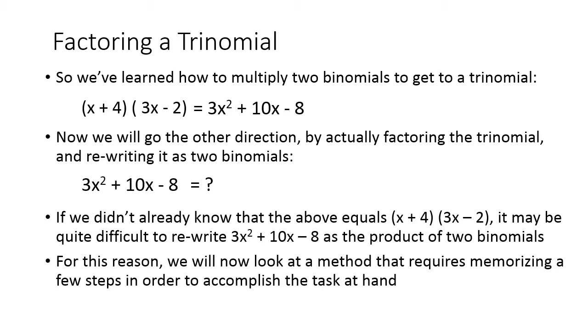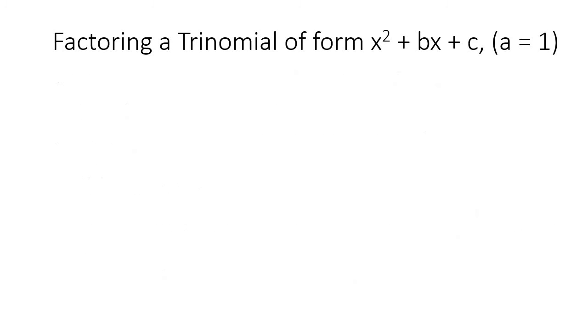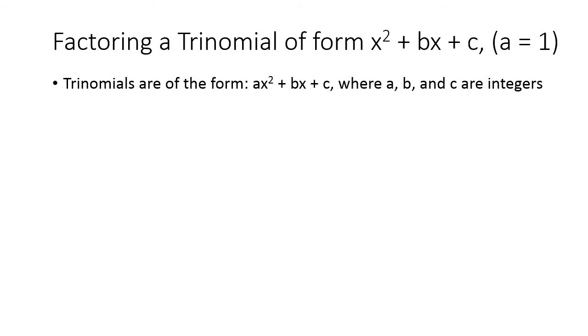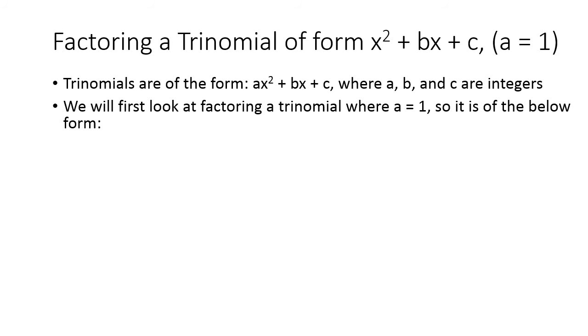For this reason, we will now look at a method that requires memorizing a few steps in order to accomplish the task at hand. So factoring a trinomial of the form x squared plus bx plus c, where a equals 1. Trinomials are of the form ax squared plus bx plus c, where a, b, and c are integers. We will first look at factoring a trinomial where a is 1. So in front of our x squared term here, there's just a 1. A is equal to 1. We don't need to write it.